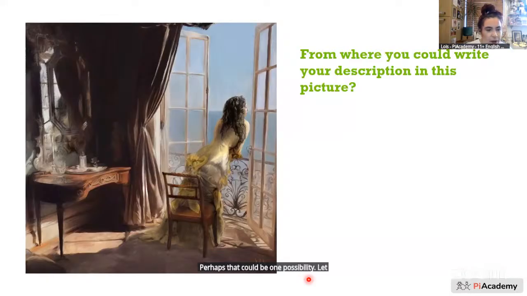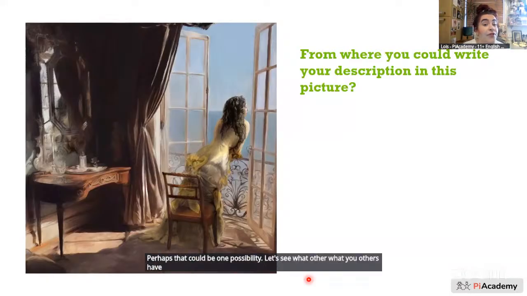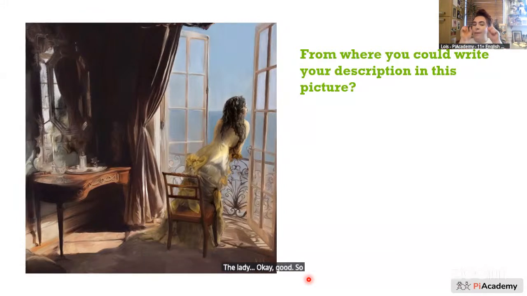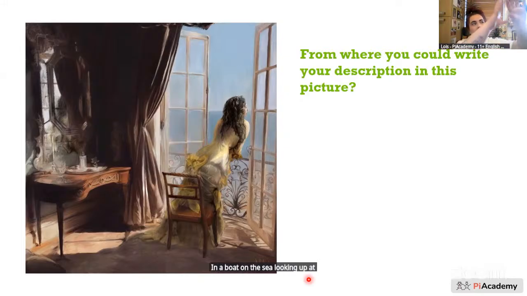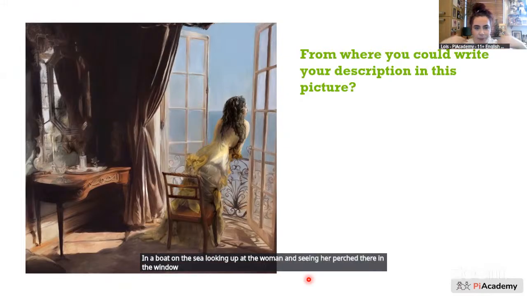Let's see what you others have said. A few of you have said from the lady's point of view. Yes, from the view of the girl, the woman, the lady herself. Okay, good. Lots of you said maybe we could imagine that we are seeing things through the lady's eyes. Maybe we're describing the room and her view from her perspective. What others have you said? Some of you have said from the sea. Yes, you could be in a boat on the sea, looking up at the woman and seeing her perched there in the window with the, what's it called, shutters with the windows open, and you could maybe describe her hair and her expression.